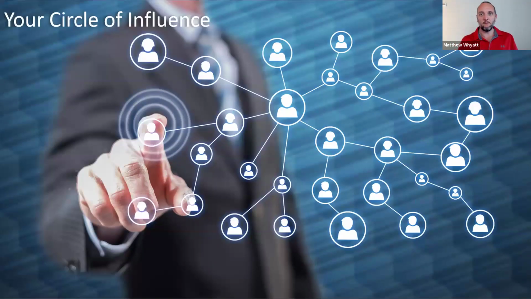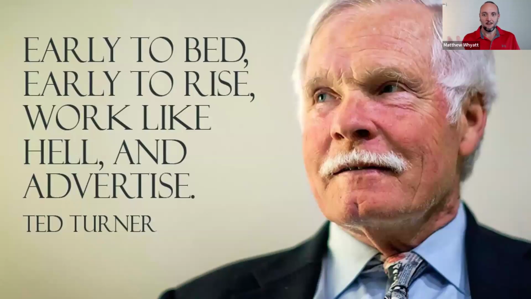All right, your circle of influence. Ted Turner, billionaire. Dad gave him one roadside billboard. Actually, no, it was two roadside billboards. When his dad died, that was his media empire. Ted Turner started CNN and is a billionaire, and he talks about early to bed, early to rise, work like hell, and advertise. If you don't do the advertising bit, you're in trouble. And I mean paid advertising, but you've got to get out there and build your circle of influence.